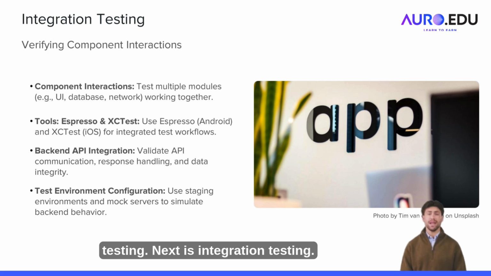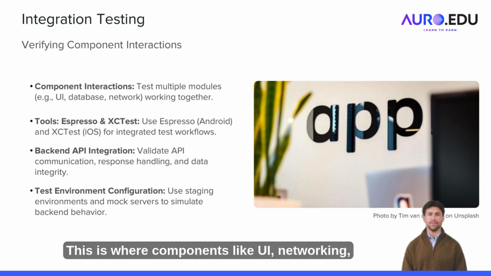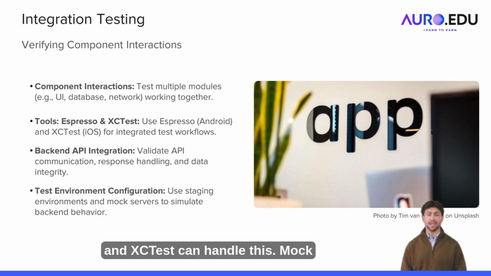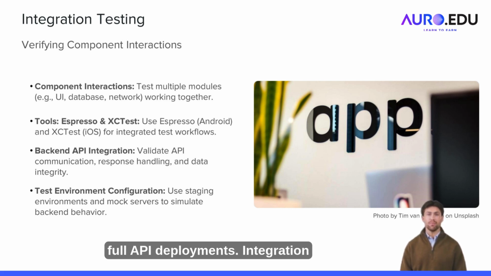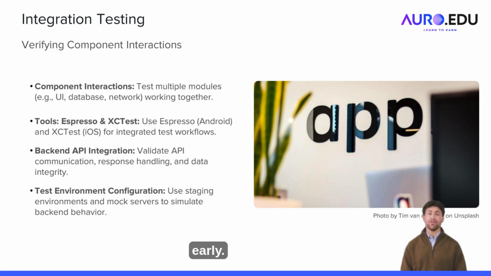Integration testing. Next is integration testing. This is where components like UI, networking, and databases are tested as a unit. Espresso and XCTest can handle this. Mock servers help simulate back-end behavior without needing full API deployments. Integration testing helps you catch logic and sync errors early.